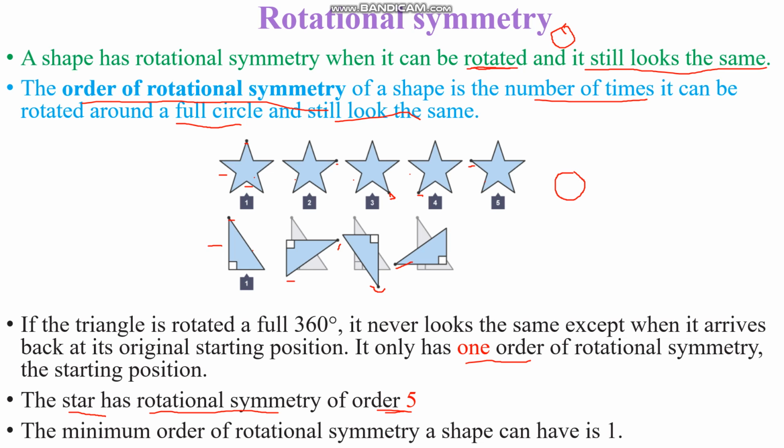And you need to know that the minimum order of rotational symmetry of a shape is 1. That is the minimum that any shape can have. When you rotate something, it will always come back to its original position. So even if it doesn't have many rotational symmetry orders, it will always have that one order of rotational symmetry.